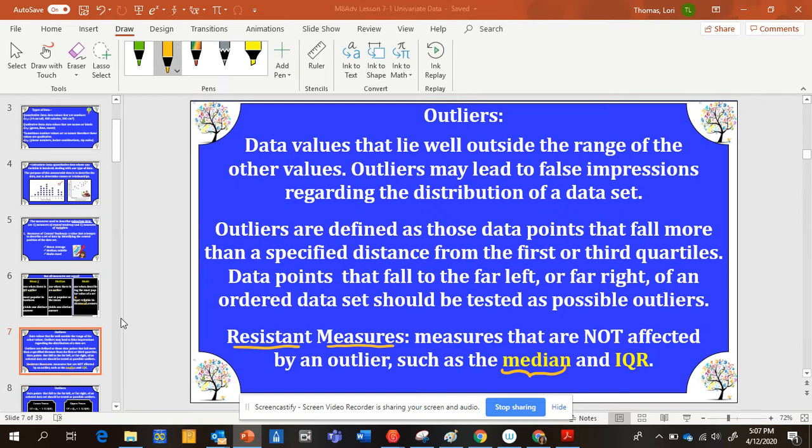Now, when we get into measures of variability or measures of spread, how spread apart the numbers are, IQR is a resistant measure. But again, we'll hold off for part 2, but you can go ahead and write that in your notes. So the resistant measures, the measures that you're going to use if there's an outlier, you're going to use the median when we're talking about the center, and you're going to use the IQR when we're talking about the spread of the data.